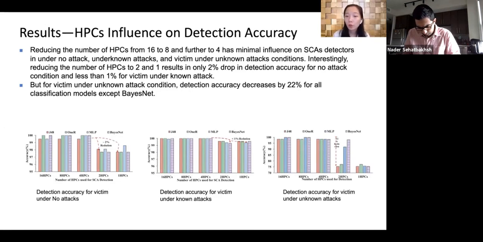But when we test with unknown attacks, which is the third figure, we can see that when we reduce the number of HPCs to 2, the accuracy for most classifiers drops by over 20%, except the Bayes net. And if we only use 1 HPC, the accuracy is only around 70% for all 4 classifiers.